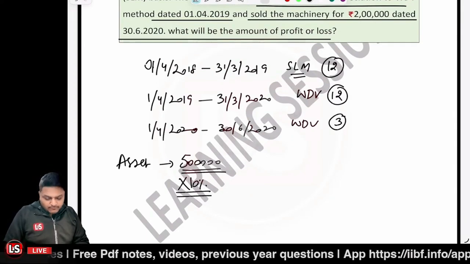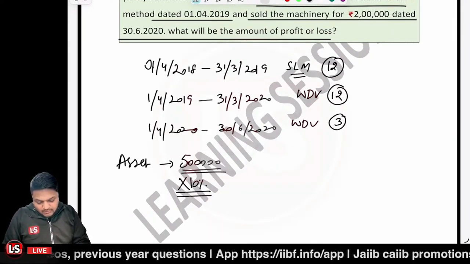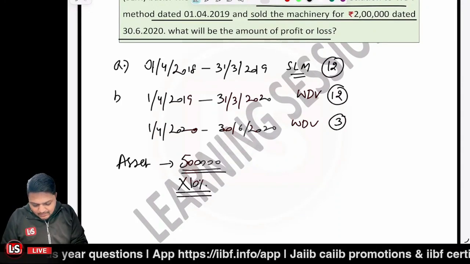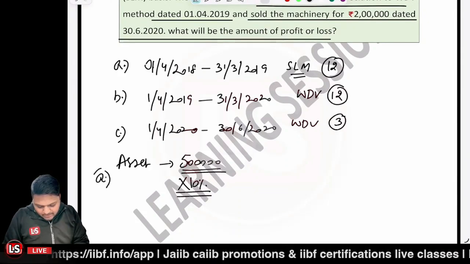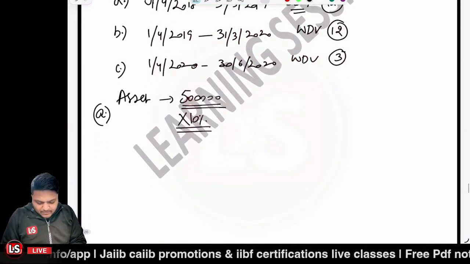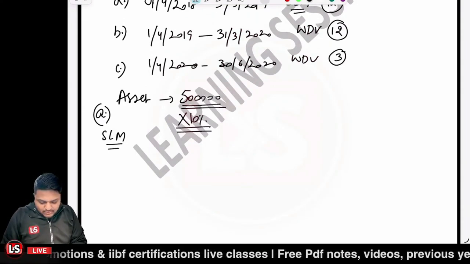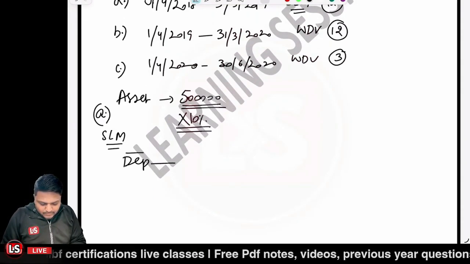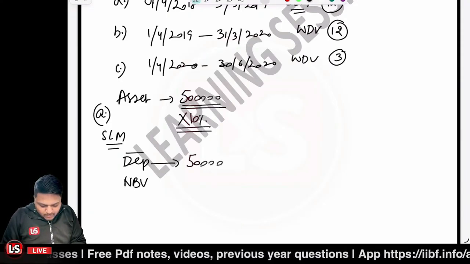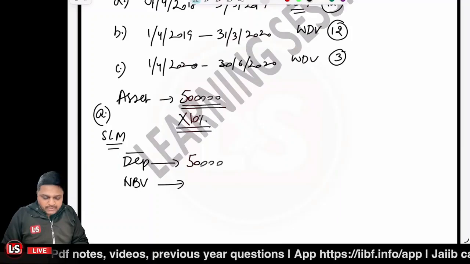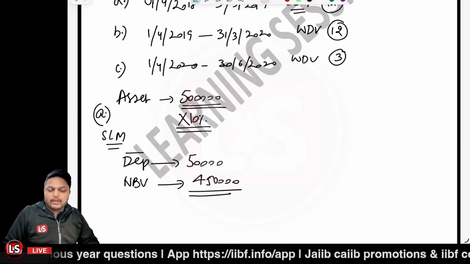Now in the first case, we have to calculate the depreciation for the first year, that is for the first 12 months. I'm just naming it A, B, C for reference purposes. So for the first case, we are going to calculate the depreciation. It is under the SLM, that is the straight line method of depreciation. So it will be 5 lakh multiplied by 10%. So the depreciation amount would be equal to 50,000. And the net book value would be equal to 5 lakh minus 50,000, that is 4 lakh 50,000. This is your net book value, right?